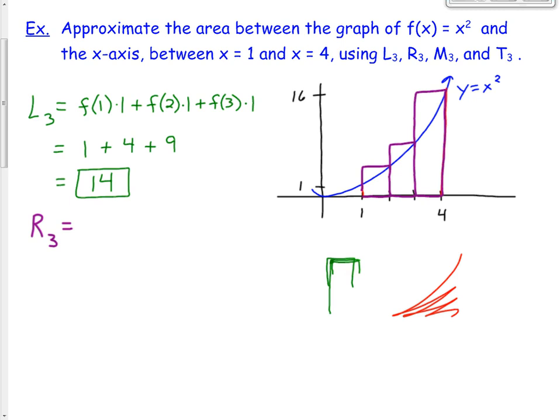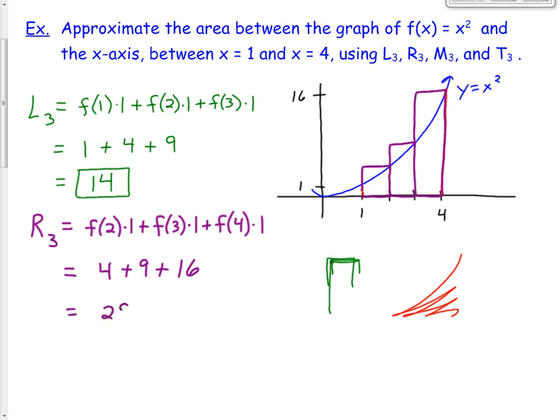So the area of the first rectangle will be the function at 2 times the width. The next rectangle will be the function evaluated at 3 times its width, plus the third rectangle will be f of 4 times its width of 1. Well, 2 and 3 we already have, so that's the 4 and the 9, but now we're going to add a 16 instead of a 1, so that's going to give us 29. So that's approximating the area under the curve using 3 rectangles evaluated on the right endpoint of the subintervals.